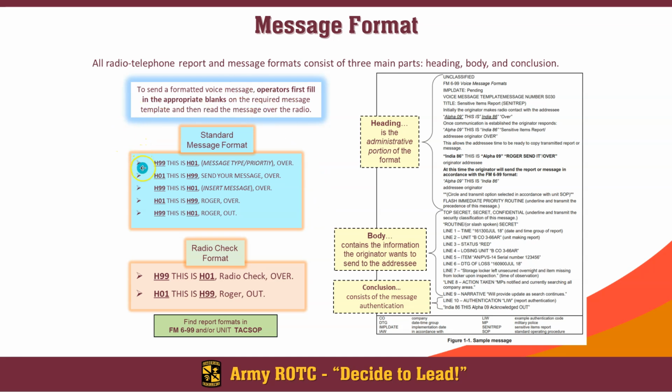So you've got Hotel 99, this is Hotel 01, and then you've got your message type or priority, over. Then Hotel 01 would say, Hotel 01, this is Hotel 99, send your message, over. Hotel 01 is going to say, Hotel 99, this is Hotel 01, give the message, and then say, over. Hotel 99 is going to say, Hotel 01, this is Hotel 99, roger, over. And it's going to conclude with, Hotel 99, this is Hotel 01, roger, out. This is the end of the message right here. So this is your standard message format.